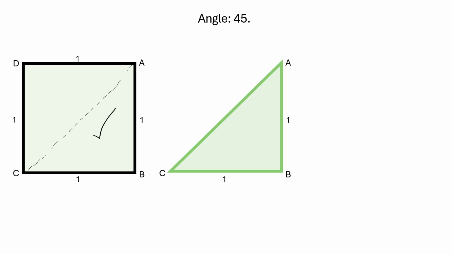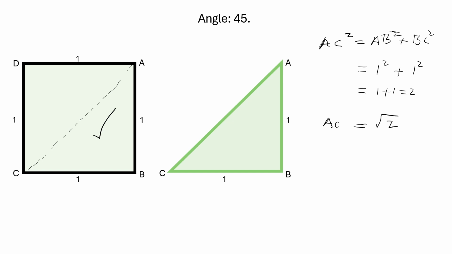So hypotenuse AC: AC squared equals AB squared plus BC squared. And AB we know is 1 squared. BC we know is 1 squared. And that gives us 1 plus 1 equals 2. So AC alone will be equal to square root of 2. So we use this to now calculate for 45.